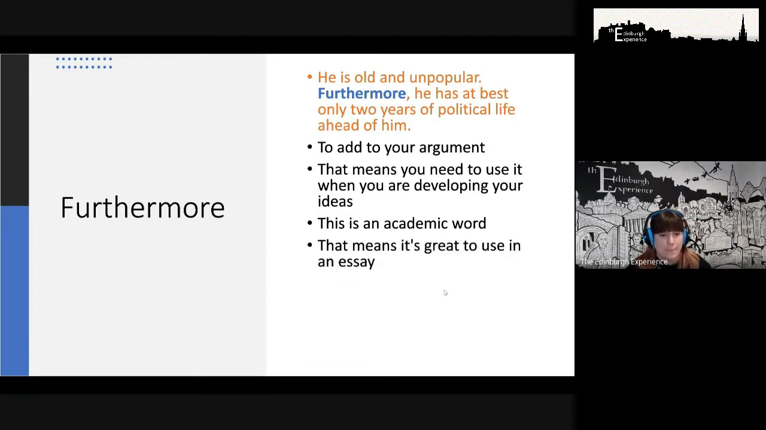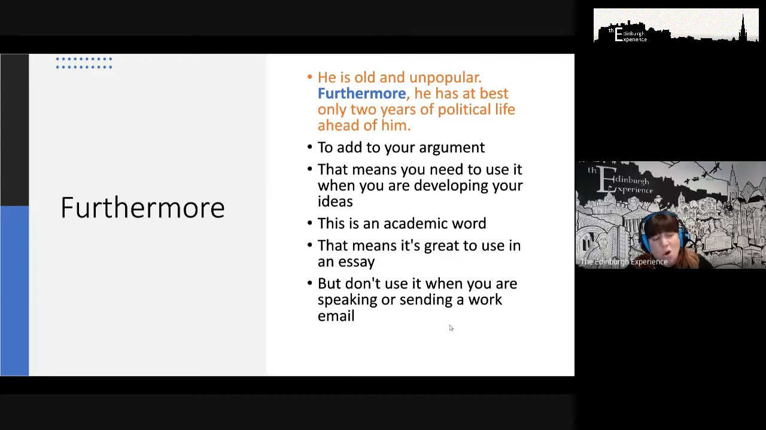So that means furthermore is a fantastic choice that you would bring into your essay writing, but it's not one that you should really be using when you're speaking, definitely not when you're speaking. And if you were sending a work email, furthermore wouldn't really look appropriate. It's too academic in tone, and it would read a bit strange if you were sending a work email.